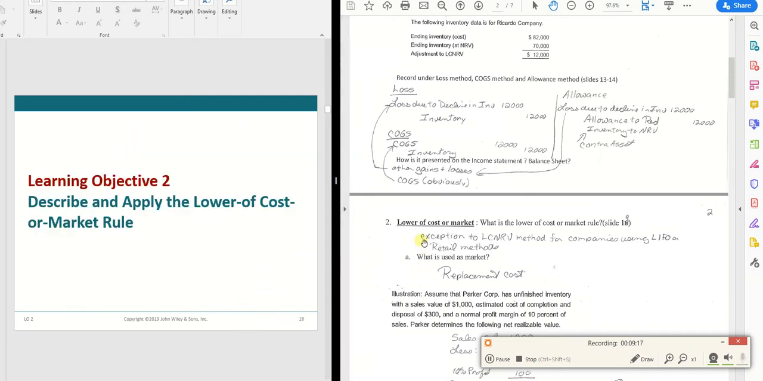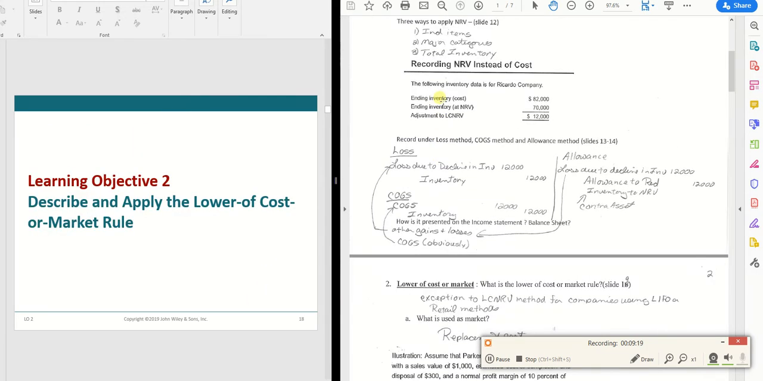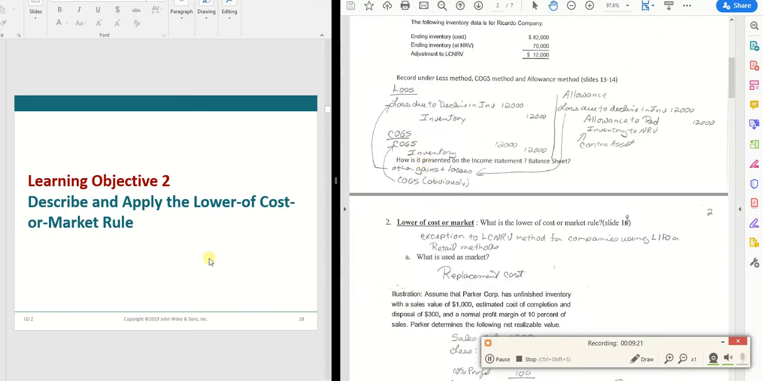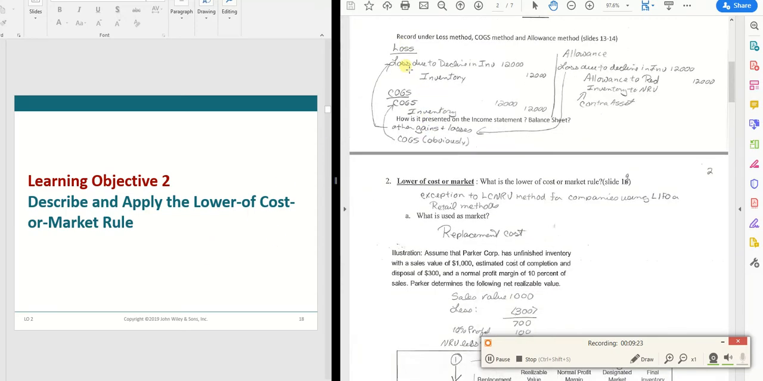Okay, so now we're going to move from the net realizable value method to the lower of cost or market method. This actually gets more complicated later.